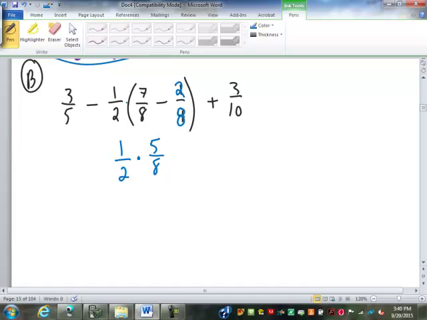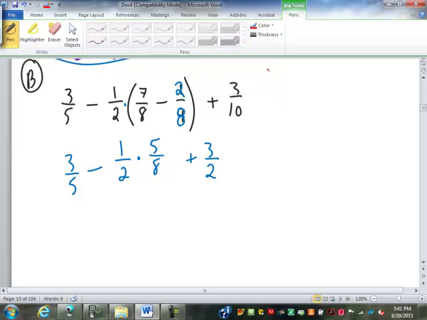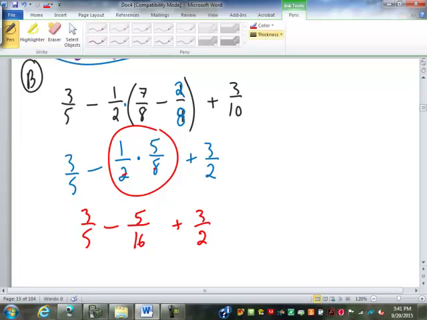Now, of course, the 1/2 in front there is multiplied. Now what? We'll do 1/2 times 5/8. Nothing to cross cancel, so 1 times 5 is 5. 2 times 8 is 16. And now, subtract.